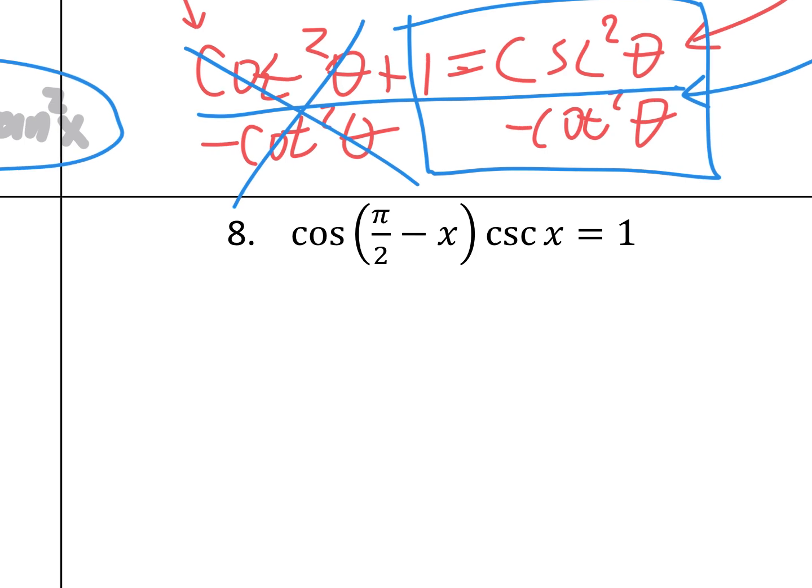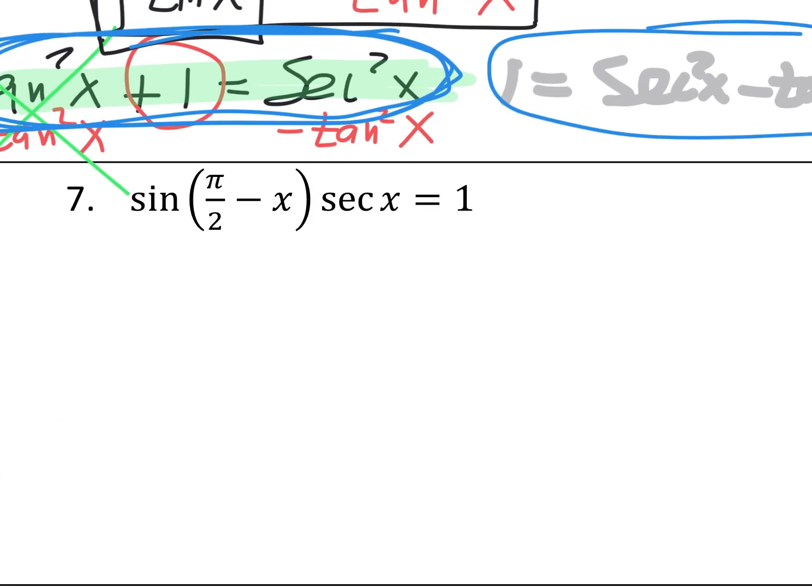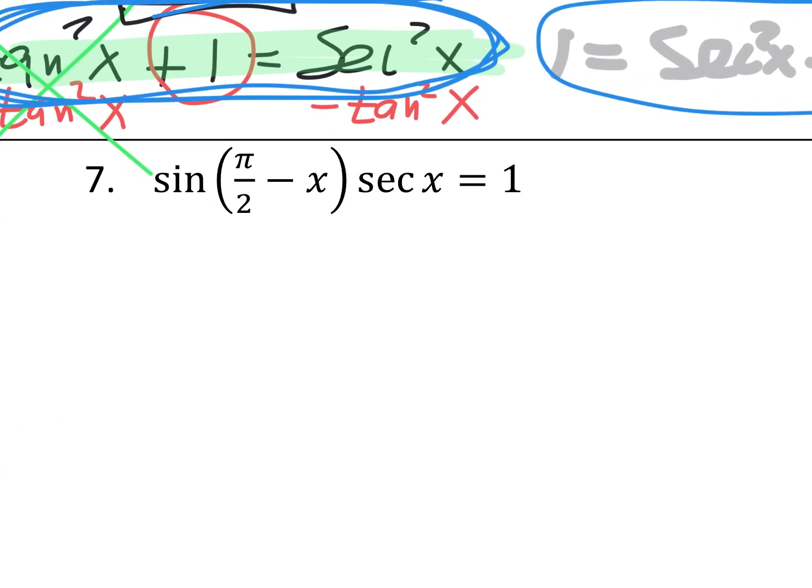All right, now this next kind is a whole new category on the sheet. They're called cofunctions.